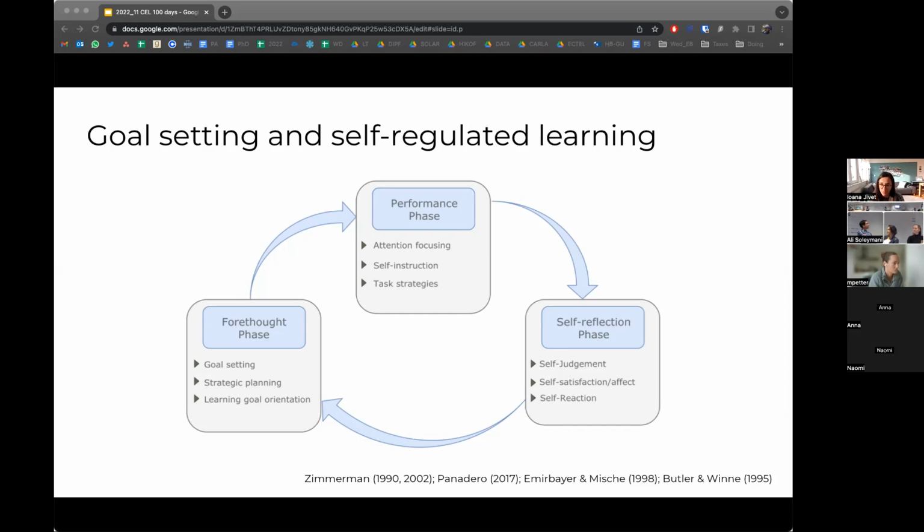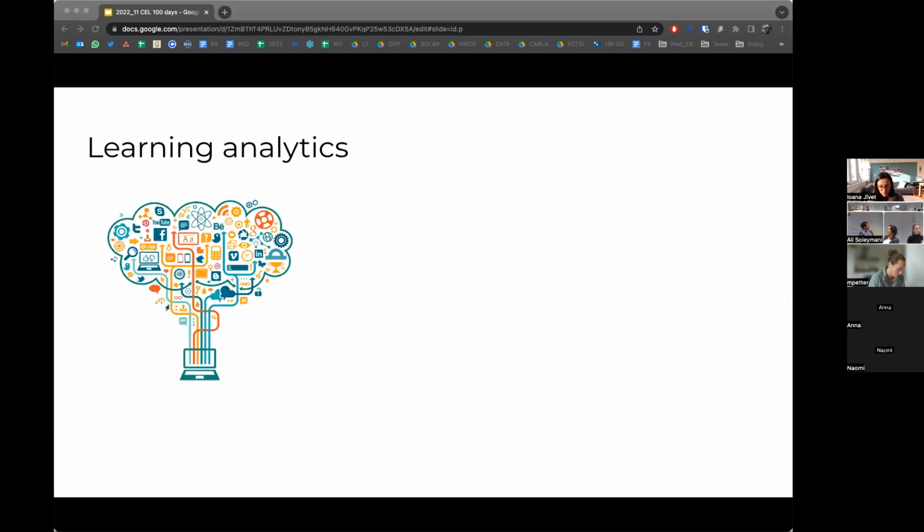But for the purpose of this talk today, I think the most important thing is that when we talk about self-regulated learning, we talk about students that have their own learning goals and that they act with a certain purpose in mind and autonomously. Right. This is one part. This is the goal setting or self-regulated learning part.